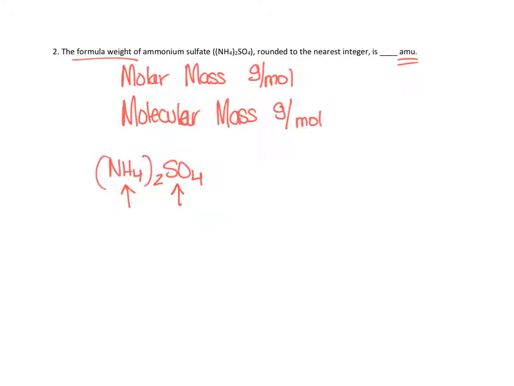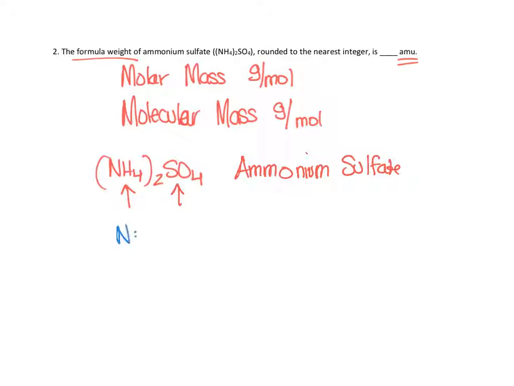NH4 is the ammonium polyatomic ion. SO4 is the sulfate polyatomic ion. So its name, as you can see at the top up there, is ammonium sulfate. Just some practice for you with naming. All right, so how do we decide what the formula weight is?